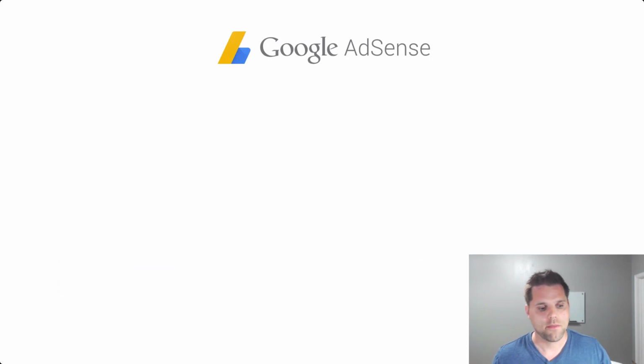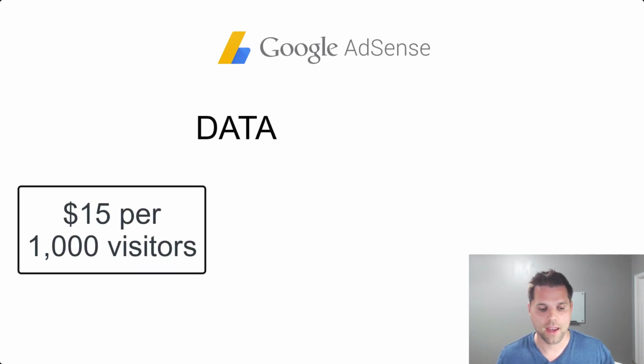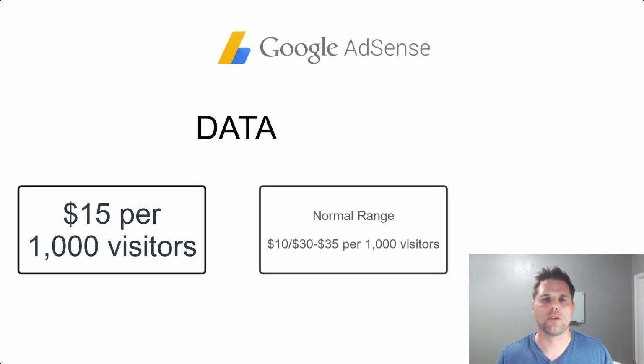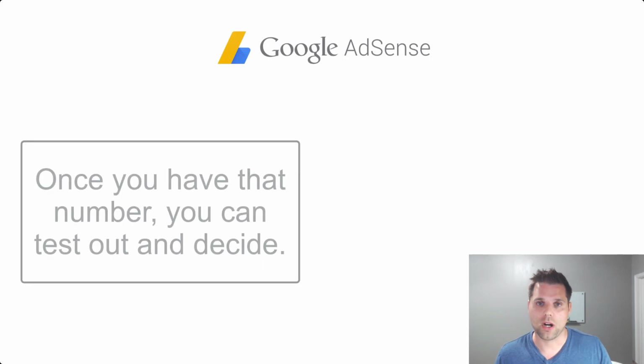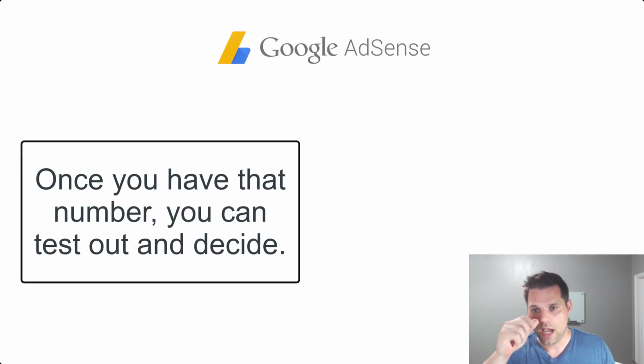Which is a great thing, because when you have that data, you can say, okay, let's say I make $15 per 1,000 visitors. And the normal range, if you're wondering, probably fluctuates somewhere between $10 to maybe $30, $35 on the really high end, but it's usually $10 to $30 in that range per 1,000 visitors.